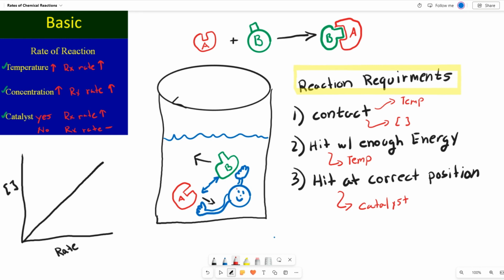So hopefully you can kind of see how temperature has a direct relationship with the reaction rate. Temperature goes up, reaction rate goes up. Same thing with concentration. And if you have a catalyst, it will make the reaction go faster. And if you don't have a catalyst, it really doesn't do anything to the reaction. And over here, you can see exactly how these three components make the reaction rate increase.